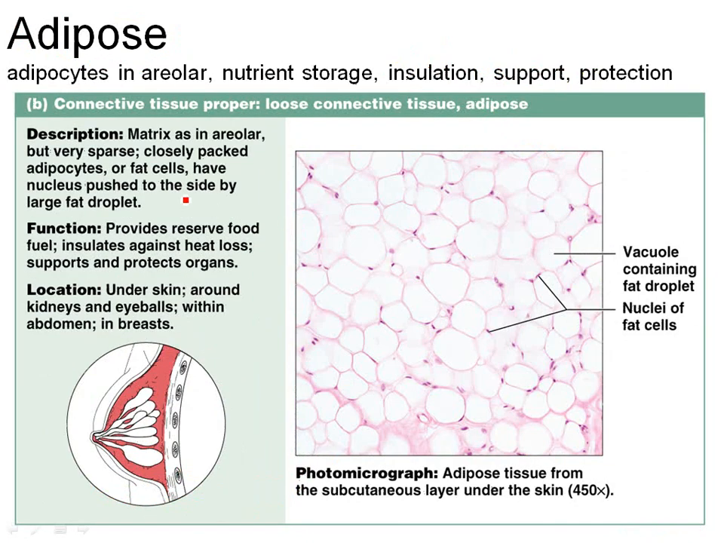All right, adipose. Adipose is fat. Adipose are basically adipocytes, those mature adipose cells, in areolar matrix. There are so many adipocytes, and they get so full of fat droplets that you can no longer even see the areolar matrix. You only get little bits and pieces of it, like down here. Adipose tissue is for nutrient storage, insulation, support, and even protection.